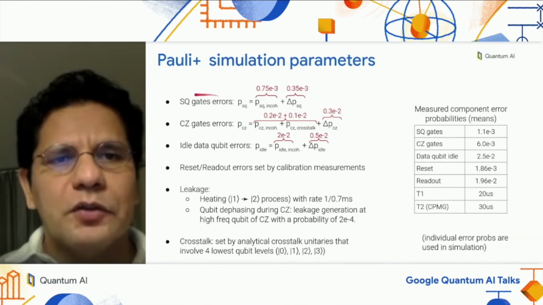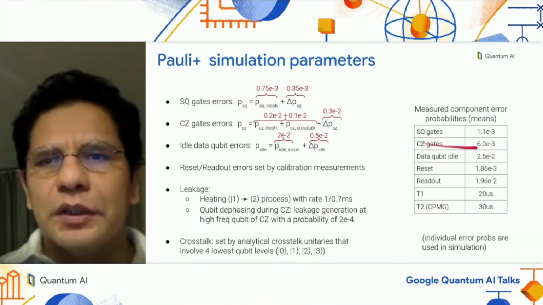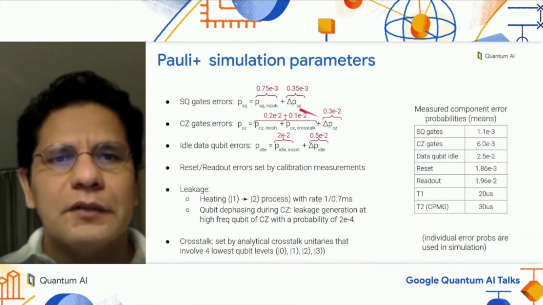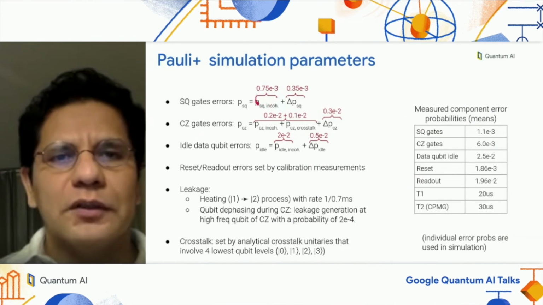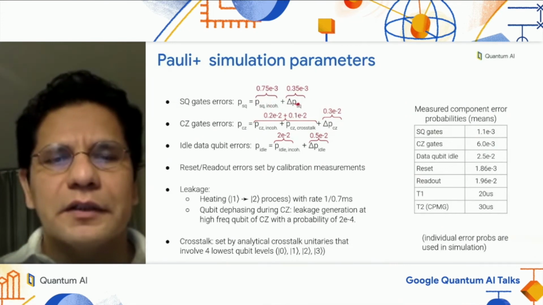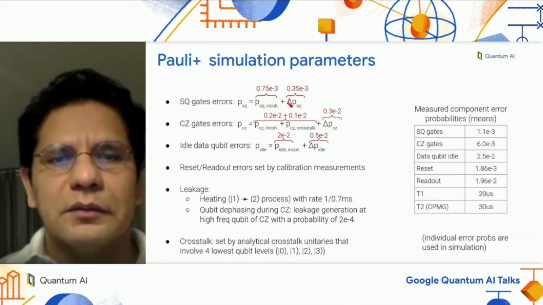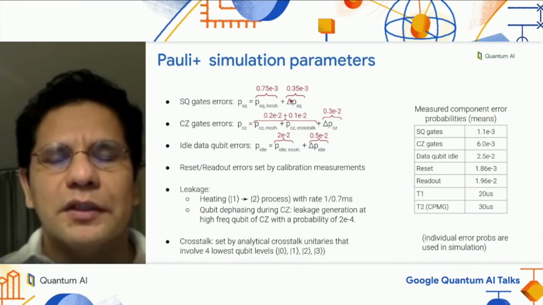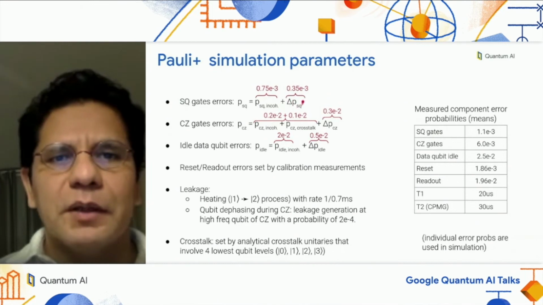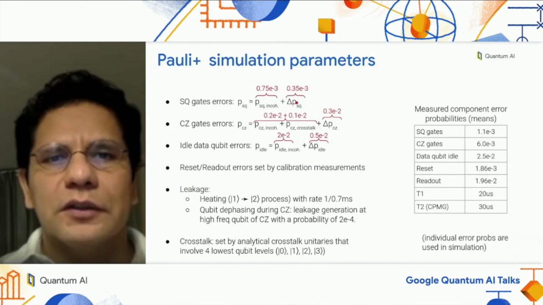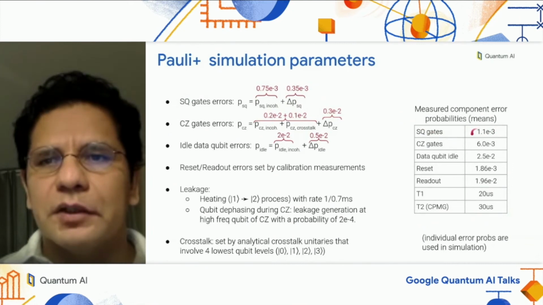So, for example, for single qubit gates, we independently measure the single qubit gate error, averaged over all single qubit gates, 1.1 10 to the minus 3. Roughly 60%, or 2/3, of this can be explained in terms of T1, T2 errors, and the rest cannot be explained by our models. So we add in the simulation this amount of depolarizing single qubit errors, just to match what we experimentally observed.